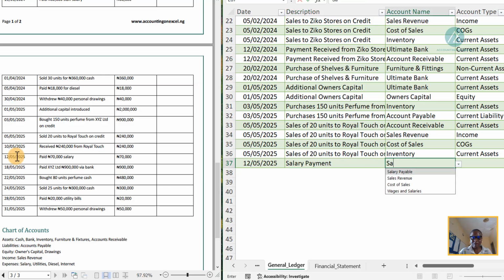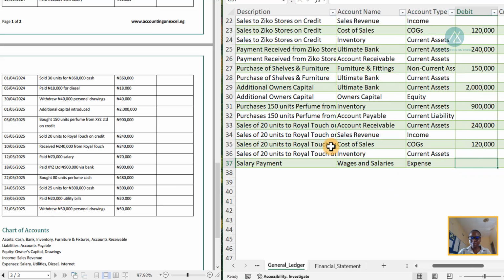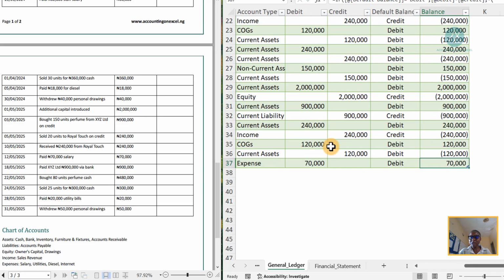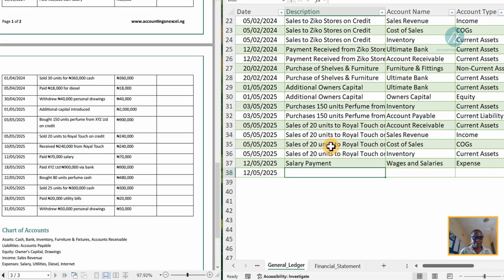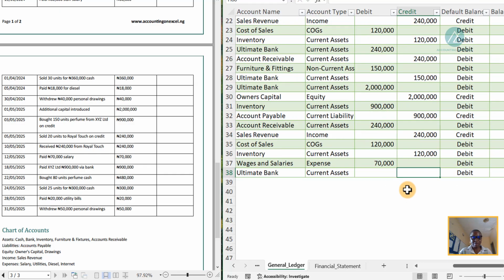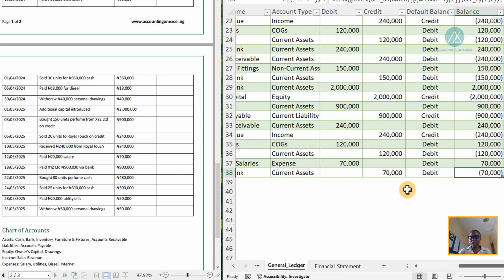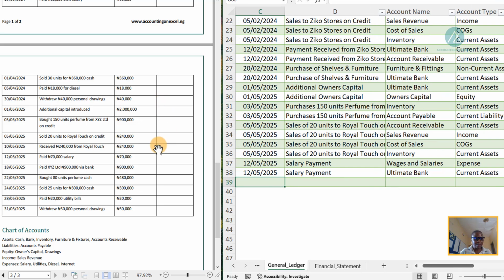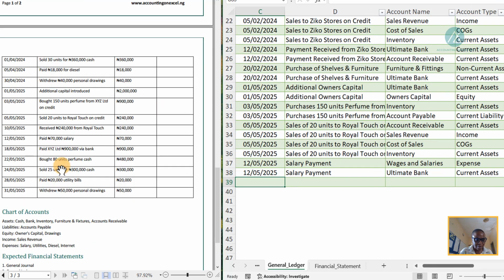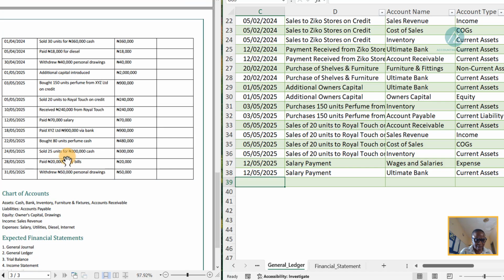So you have your salary account, salary paid, so we are not owing. So 70,000 debit. The money left our bank to pay the salary, so you put your ultimate bank, which is the bank account for this business, 70,000. All right, that's for that transaction. So I'll just look at another transaction.